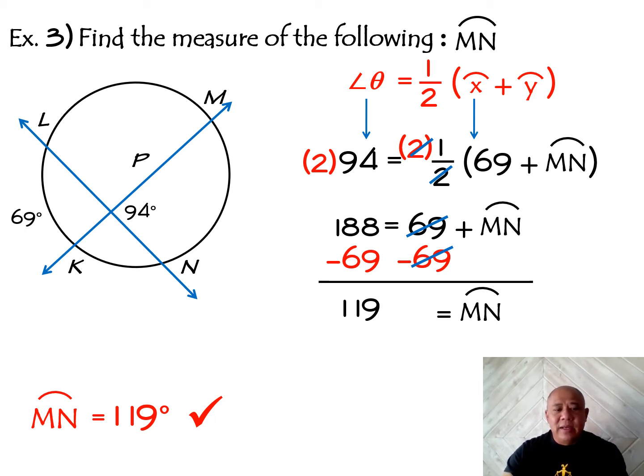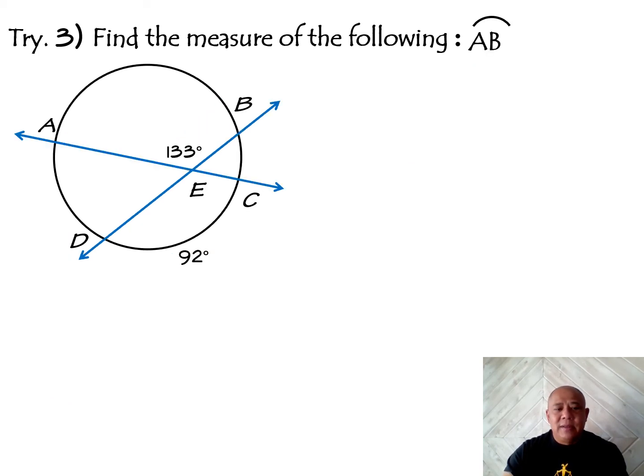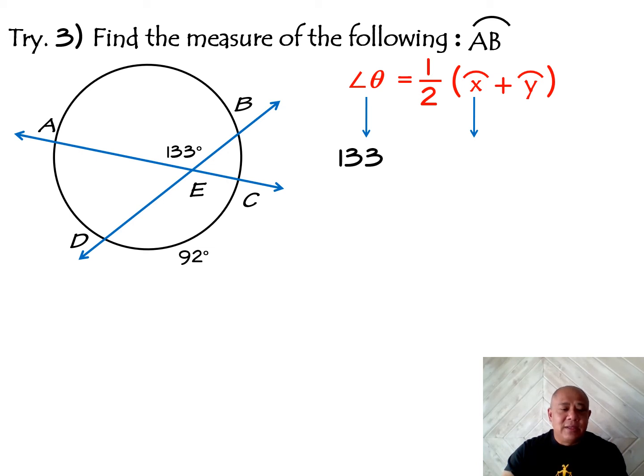So let's try number 3, and again, you can pause it anytime, try it, and then unpause it. Here we go. Try number 3. Again, what are we given? We're given the angle on the inside, we're given one of the arcs, we're not given the other arc. The formula we use is 1/2 of the first arc plus the second arc. So what do I know? I know the inside angle is 133, so I substitute right there. 1/2 of 92, I substitute right there. What is it I don't know? I don't know what AB is, so I substitute right there.